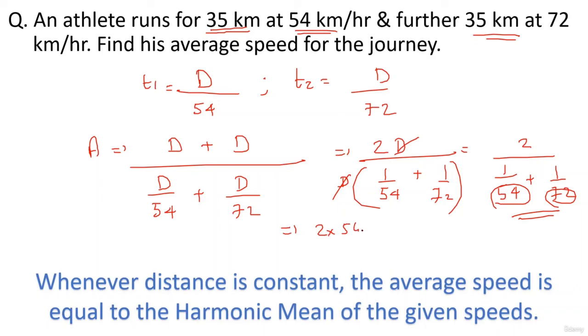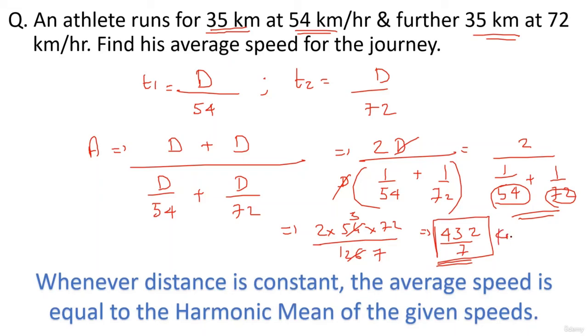2 into 54 into 72 divided by 54 plus 72, which will be 126. All the numbers are divisible by 18. 18 sevens are 126, and 18 here will become 2s. So 2 into 6 into 2, 6 2s are 12, 6 7s are 42, so 432 divided by 7. This is the required answer. You can convert this into a mixed fraction or decimal, totally your choice. This is going to be the answer, in kilometers per hour.